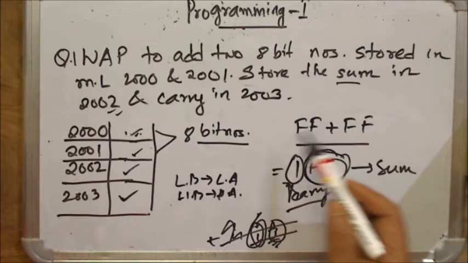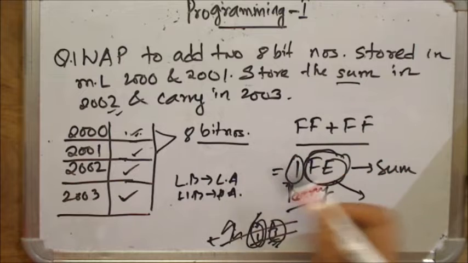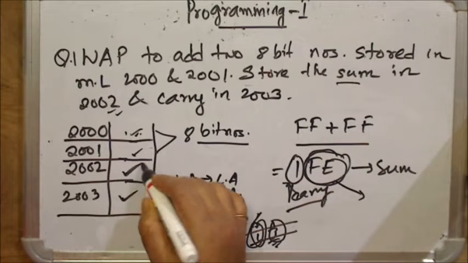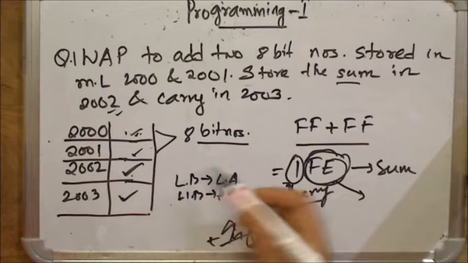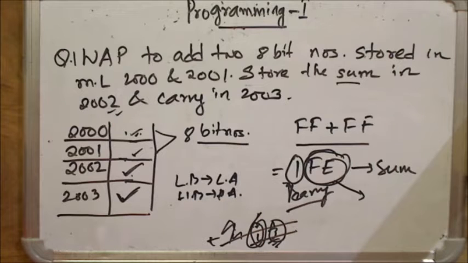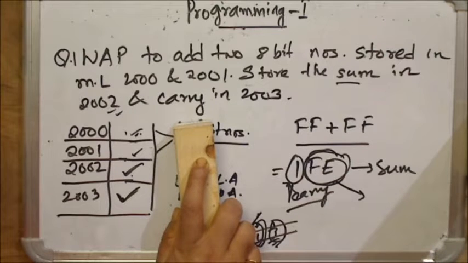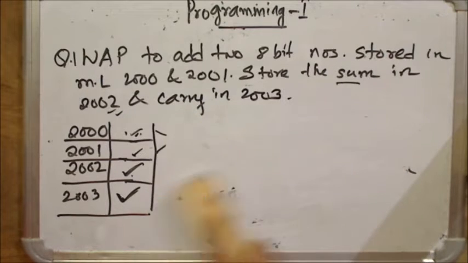This is the rule. Since I mentioned in the program that the sum you have to store in 2002, the lower address, and the carry, which is the higher byte, should be stored in 2003. So I hope the question is clear. Let us do the program in the simplest way possible.